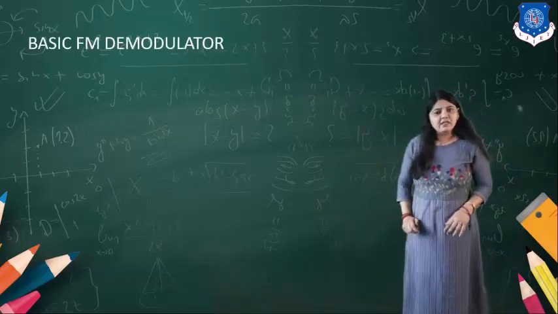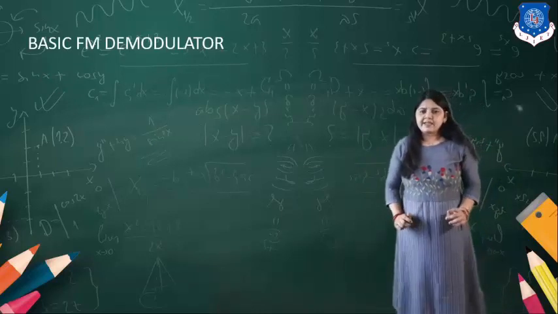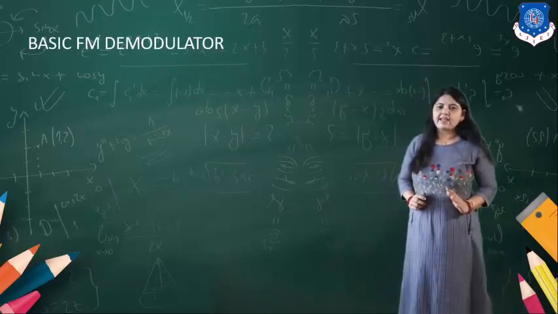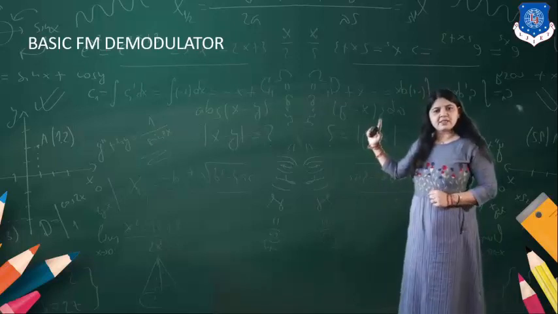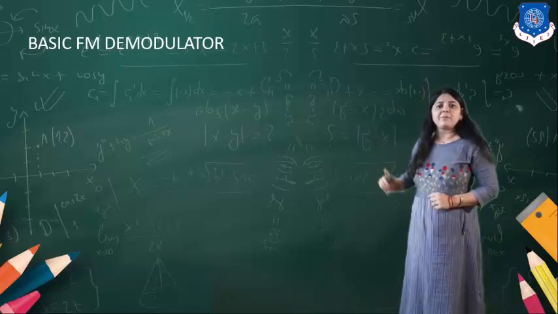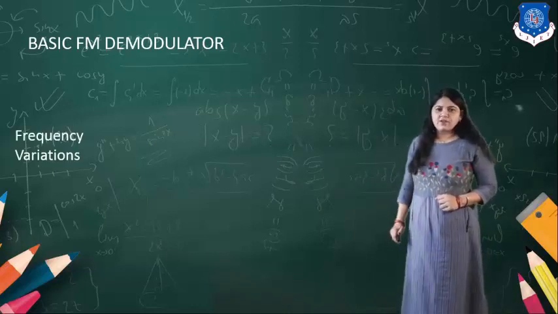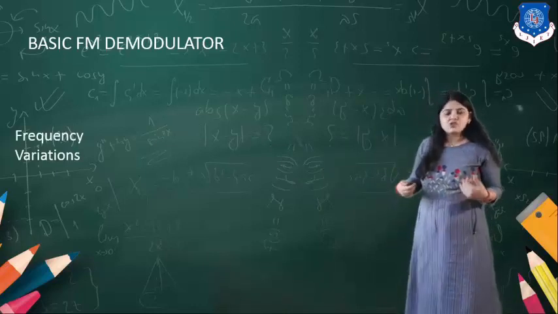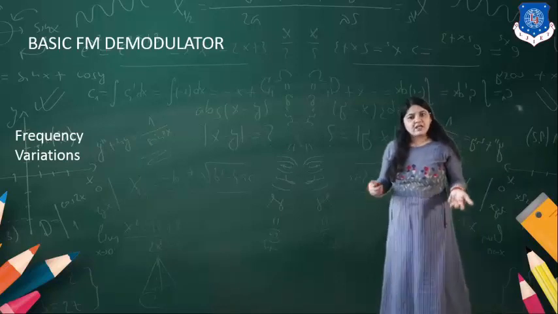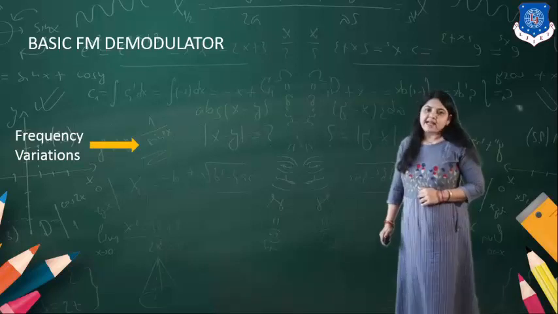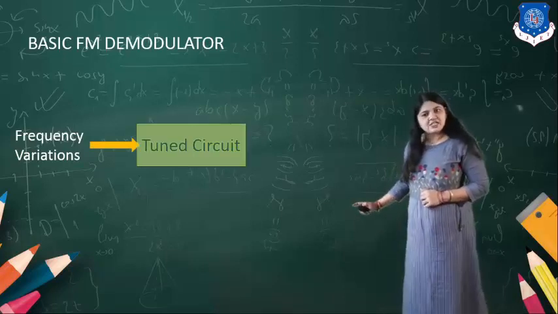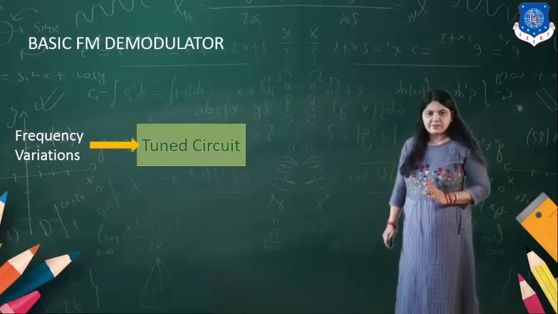Now we will start with the direct FM demodulation techniques. The first method is the basic FM demodulator. We know that the FM modulated wave consists of frequency variations, and those variations are applied to the tuned circuit.